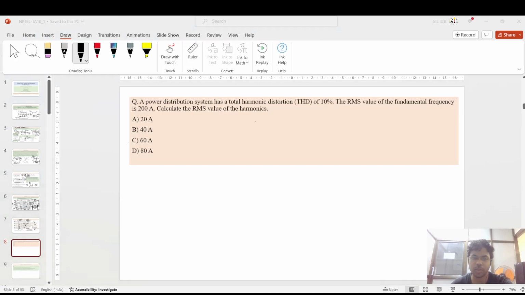Based upon that, I have put one question on that. Please feel free to try this question based upon THD level. If you have any doubt, you can ask me in between by opening your mic or writing in the chat box also. Okay. So please try this question. I'm giving you 5 minutes to solve this question and think of it.